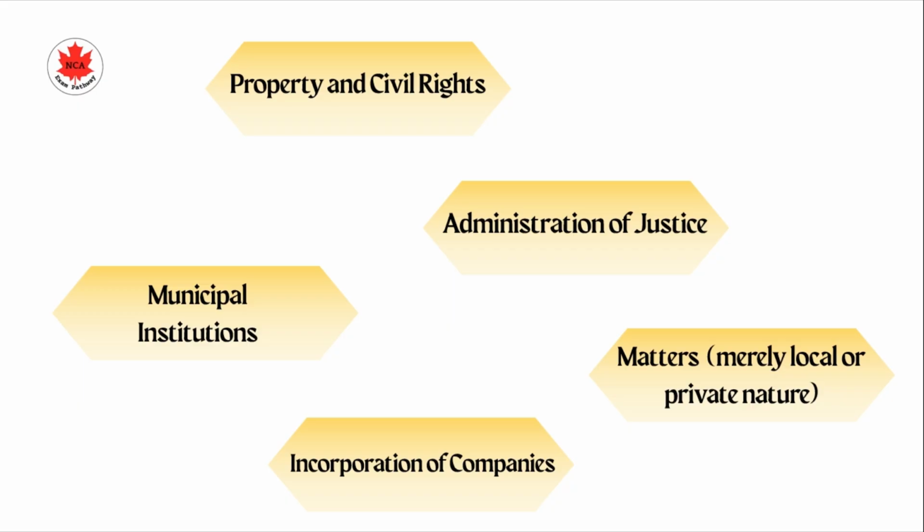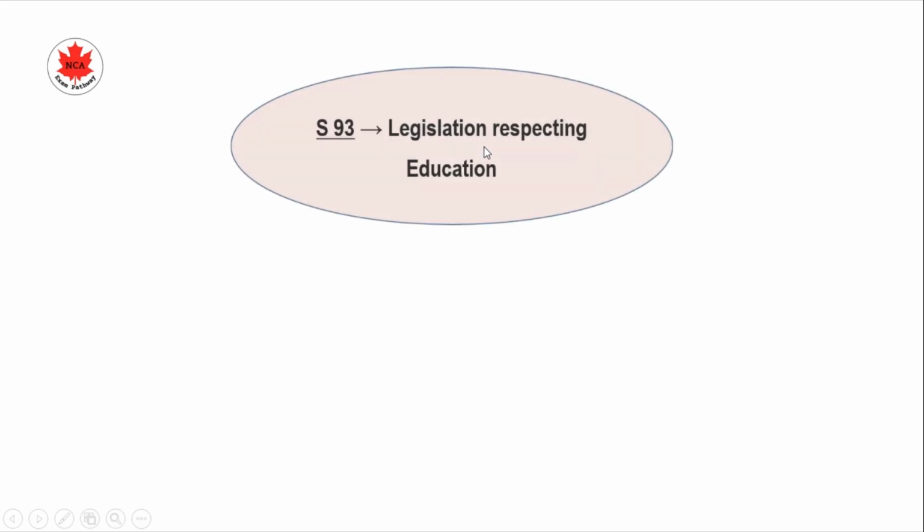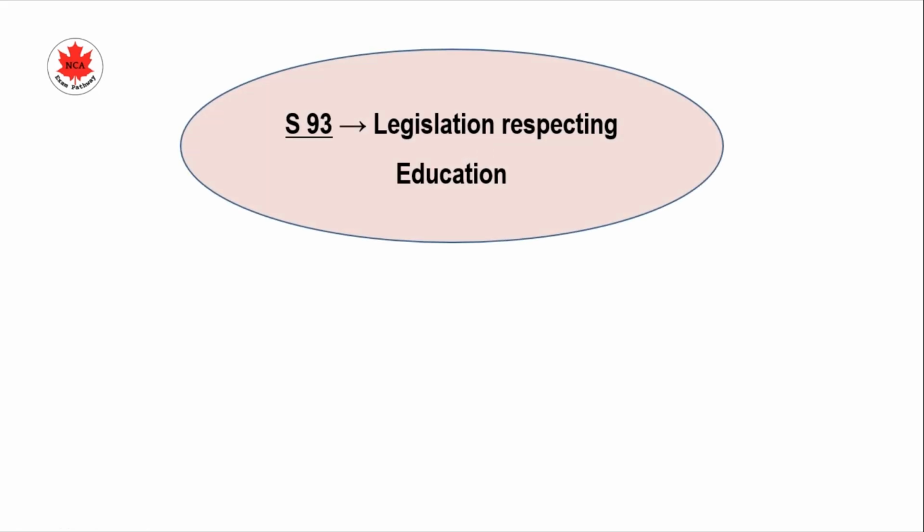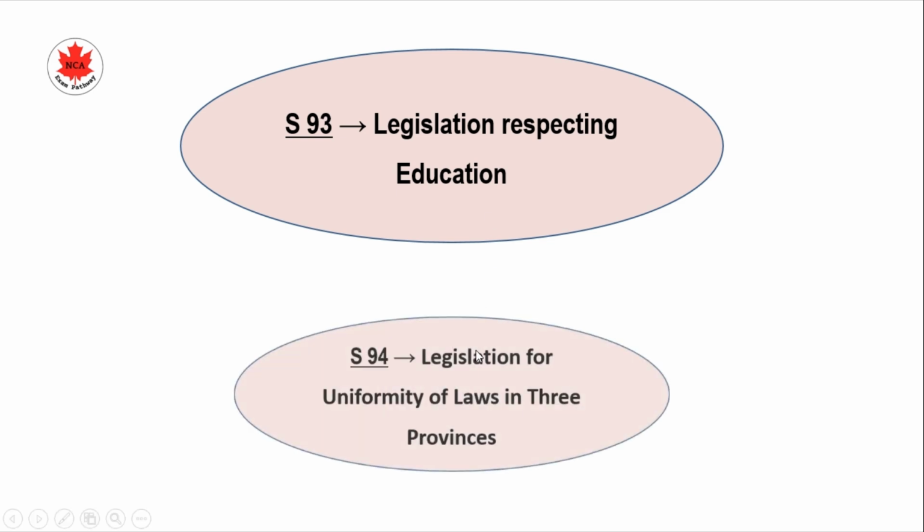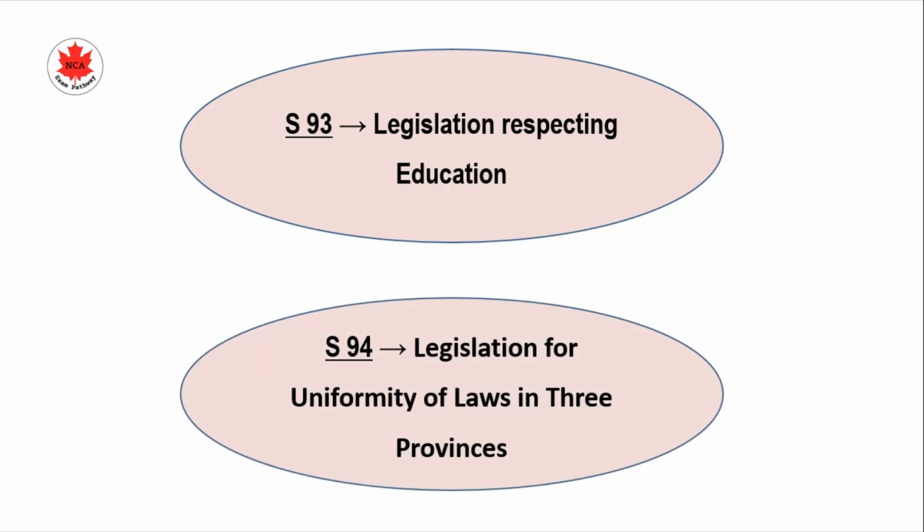This is where Section 93 to 95 becomes important. Section 93 deals specifically with education, providing provincial jurisdiction but subject to certain protection for denominational school rights. And Section 94 allows Parliament to legislate for the uniformity of laws relating to property and civil rights in the common law provinces, although it requires provincial consent and has rarely been used in practice till now.